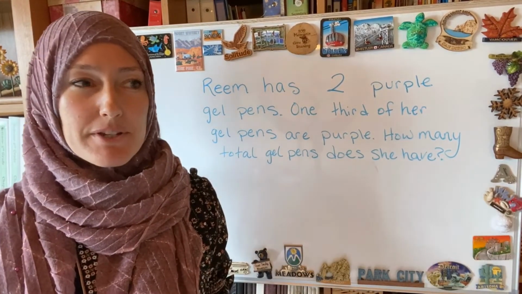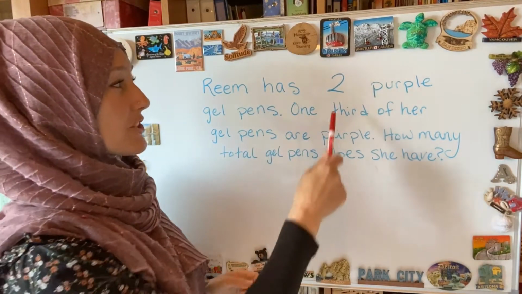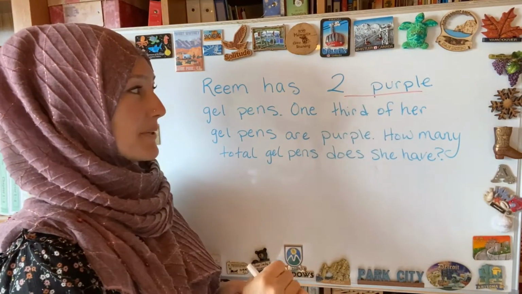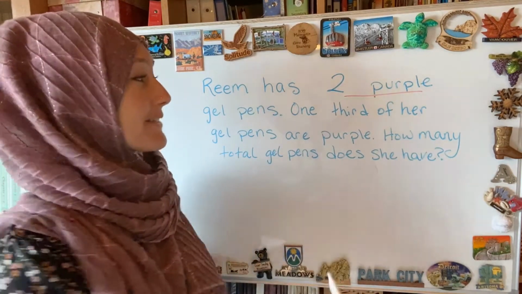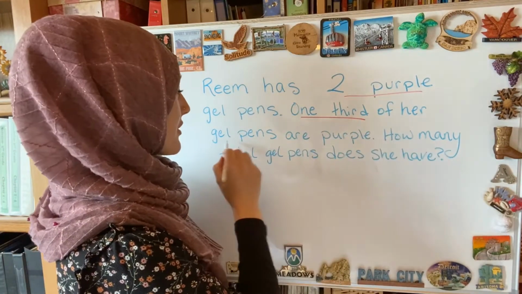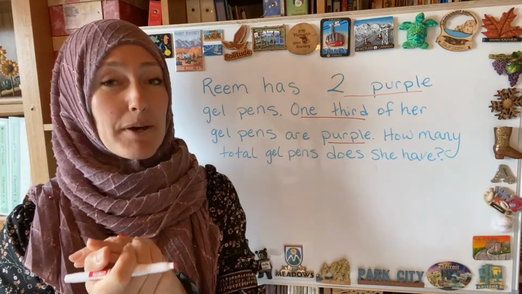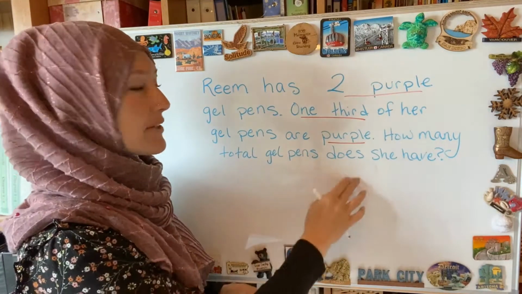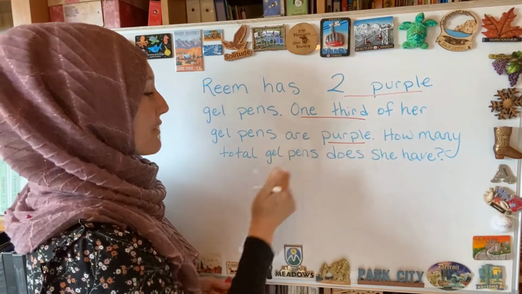So it's a lot of information, but really 2 of the sentences are talking about the same thing. So she has 2 purple gel pens. Right here is the 2 purple gel pens. And this 1/3 is also talking about her gel pens. So the 1/3 of her gel pens are purple. So those 2 sentences are about the purple gel pens. So what we want to know is how many total does she have? How many total pens? What we use is this fraction, 1/3.